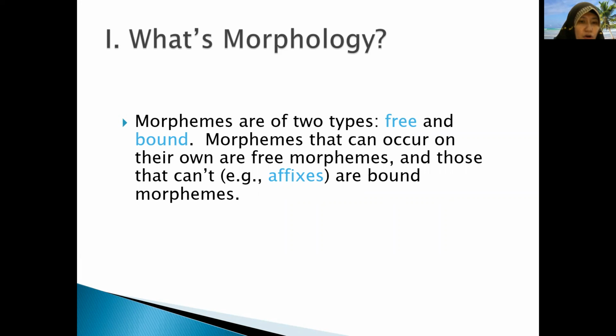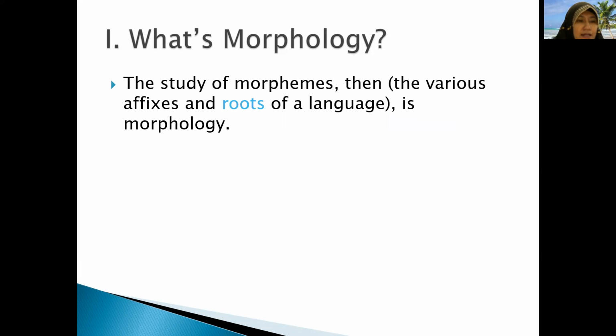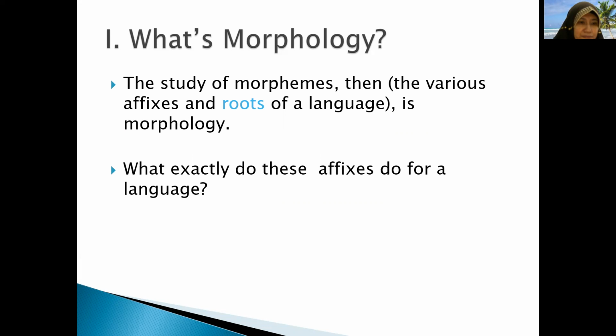Morphemes are of two types, free and bound. Morphemes that can occur on their own are free morphemes, and those that cannot, for example affixes, are bound morphemes. So, given our example, cat is a free morpheme and the plural suffix s is a bound morpheme. The study of morphemes, then the various affixes and roots of language, is called morphology.